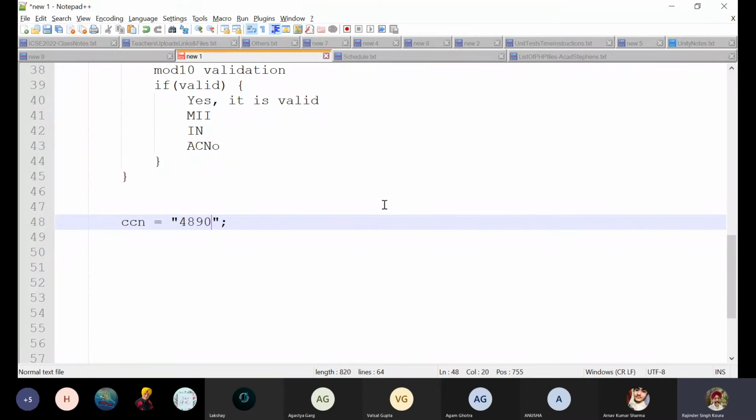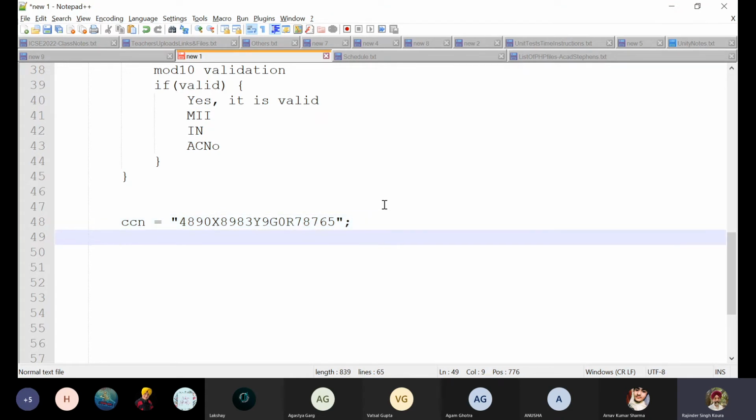So suppose you have this number with an x and some number, a y, a 9, a g, a 0, an r, and 7 8, whatever. This is my number and I want only digits from here. So I will extract each character from here. If it is a number, then I will add it to another string, so that the other string is going to contain only numbers.